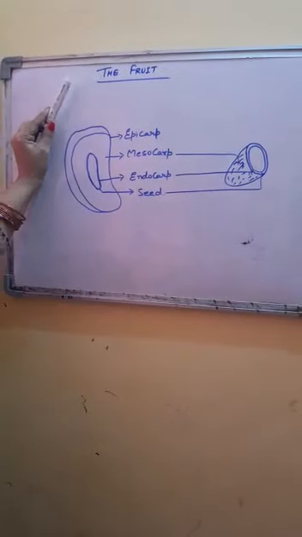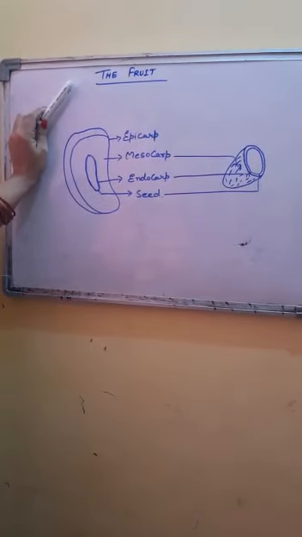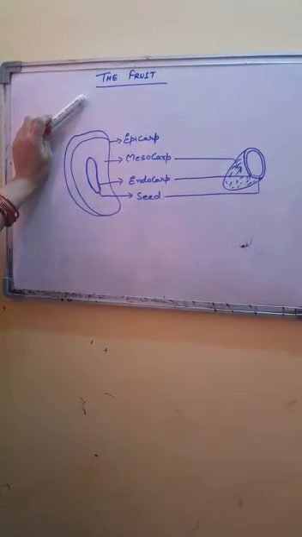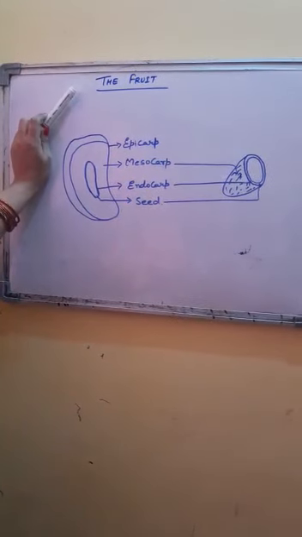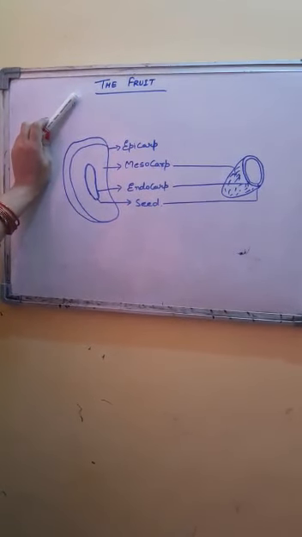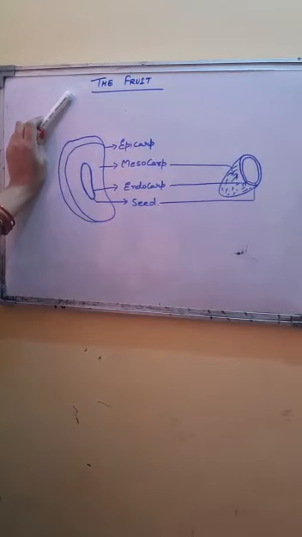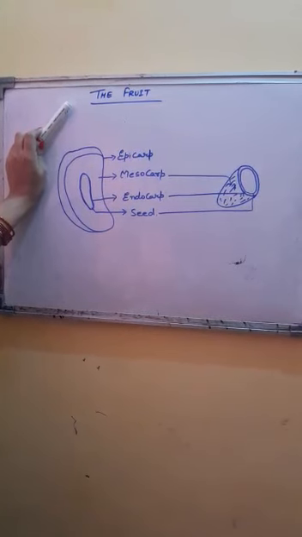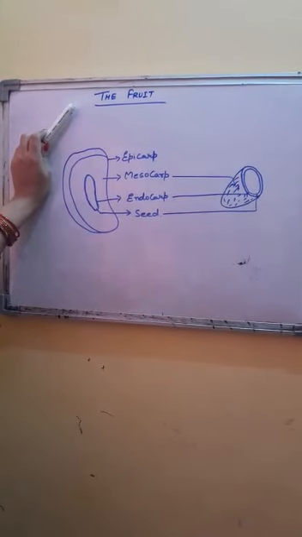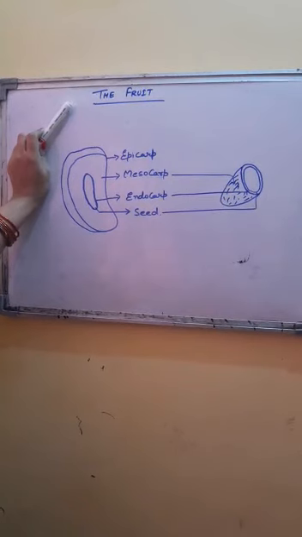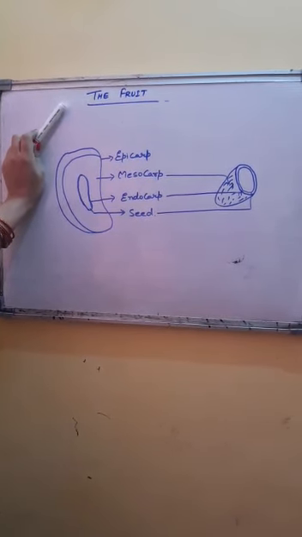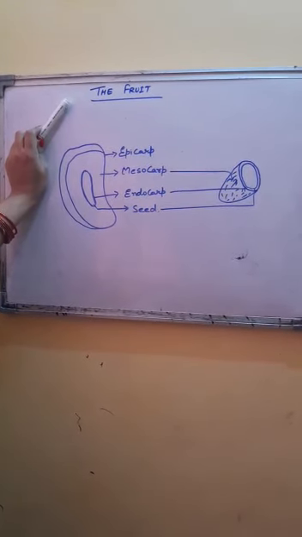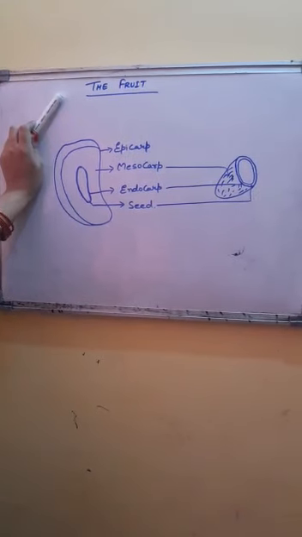The fruit. After fertilization, the ovary gets matured and develops into a fruit. So actually the fruit is the matured ovary after fertilization. Pollination takes place. After pollination, fertilization takes place, and after fertilization the ovary gets matured, and that matured ovary later on forms the fruit. The ovule present inside the ovary forms the seed of the fruit.